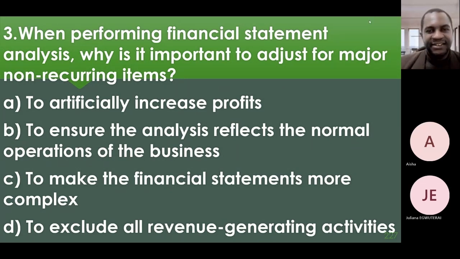A, to artificially increase profits. B, to ensure the analysis reflects the normal operations of the business. C, to make the financial statements more complex. D, to exclude all revenue generating activities. J, what's your pick? I don't know. C.